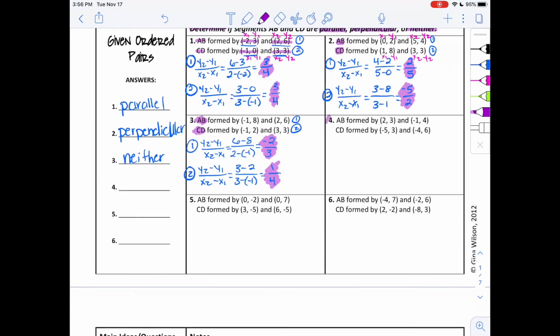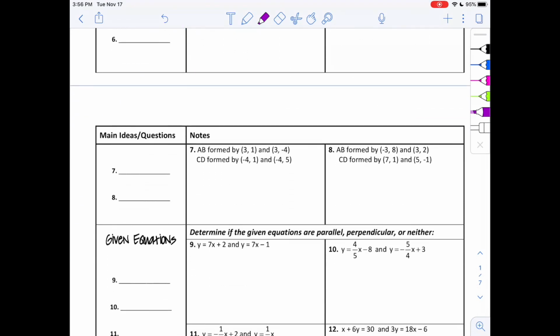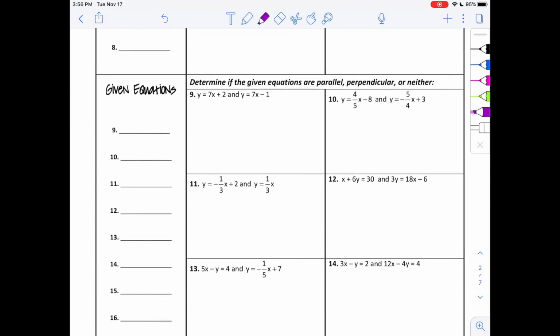Go ahead and highlight number 4, 5, and 6 on this page, and 7 and 8 on the next page.